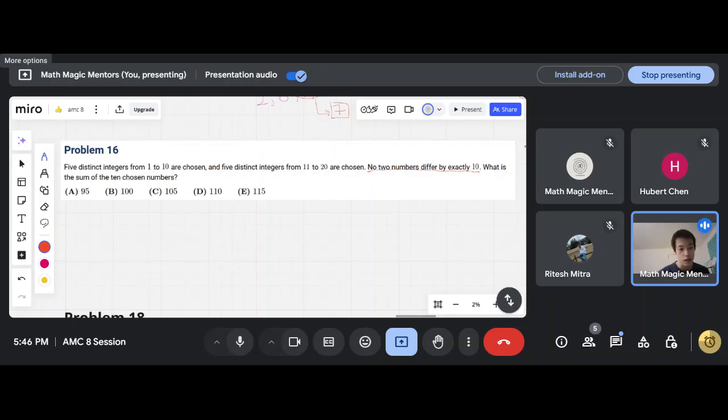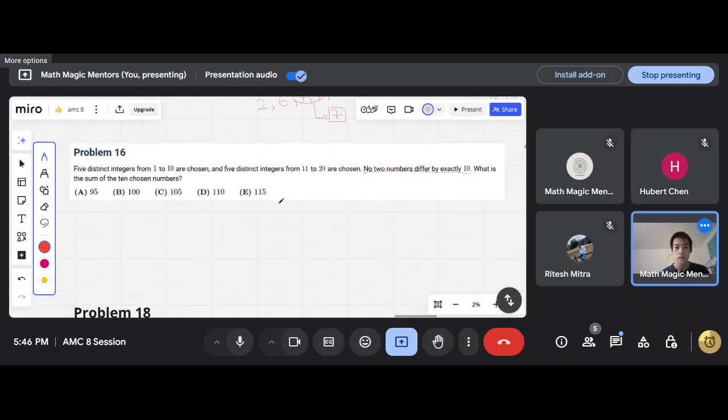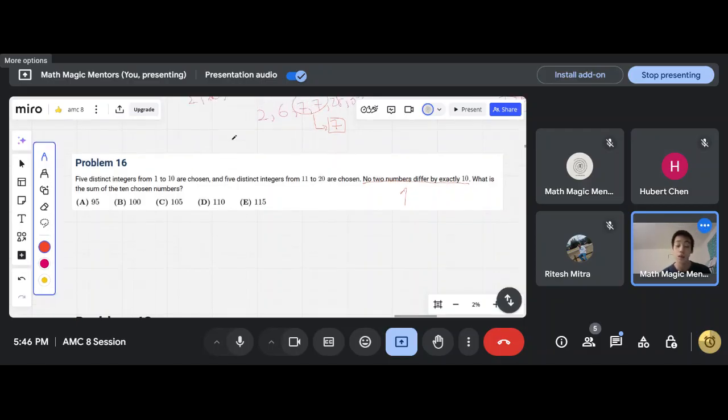And so we can just find a way to do that. So how would we do that? Because there is a constraint, right? A good problem solving strategy is to look at the constraint. If there's some wacky thing like no two numbers differ by exactly 10, what does that actually mean? Let's just play around with a couple of examples.